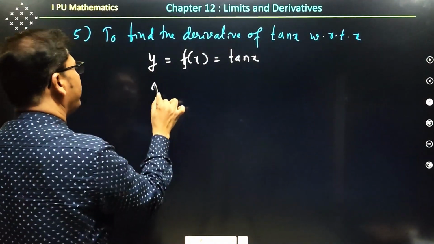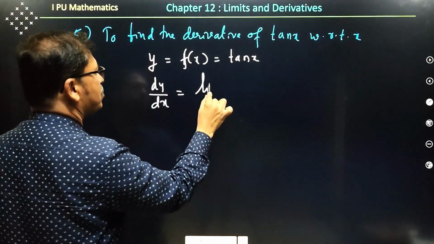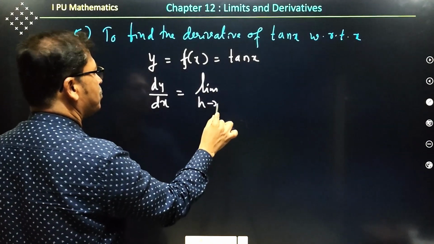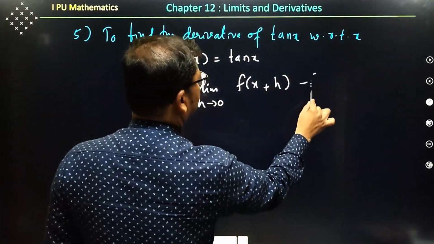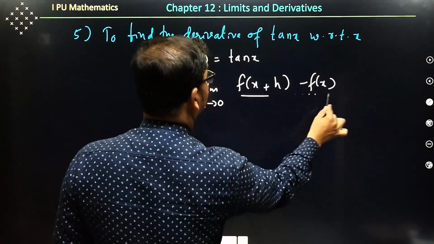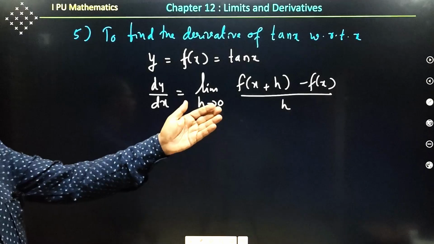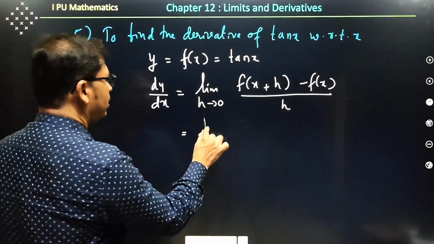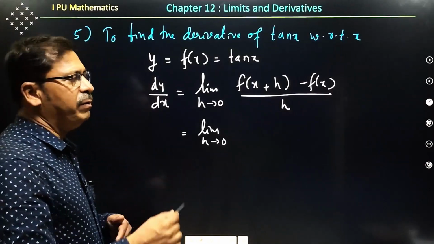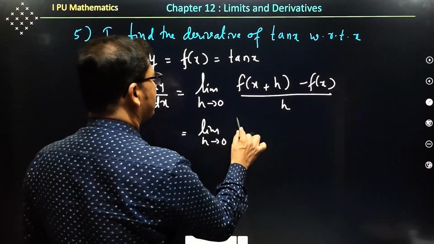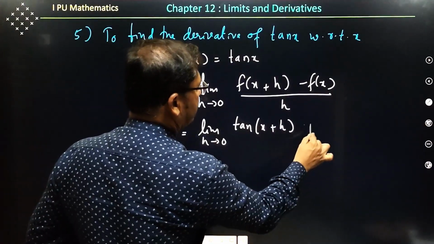By definition, dy by dx or f dash of x is equal to limit h tends to 0 of f of x plus h minus f of x, whole divided by h. This is your basic definition. Apply this definition and proceed here. This is equal to limit h tends to 0 of f of x plus h. x is to be replaced by x plus h, so this is tan of x plus h minus f of x.